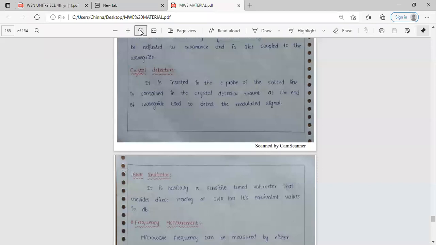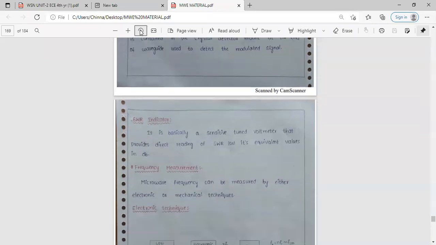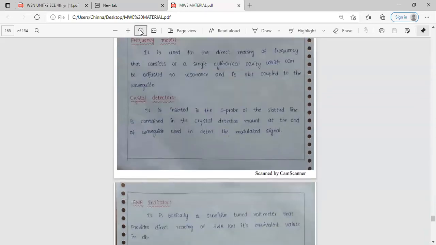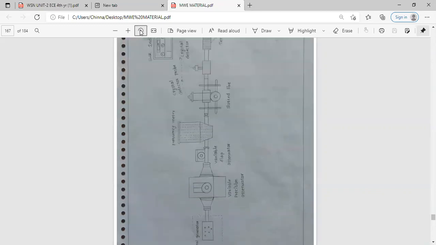So this is the crystal detector, and that will be followed by the standing wave ratio indicator, VSWR. The standing wave ratio indicator is basically a sensitive tuned voltmeter that provides the direct reading of the standing wave ratio at equivalent value in dB. So the frequency meter and these are the components related to the microwave junction.